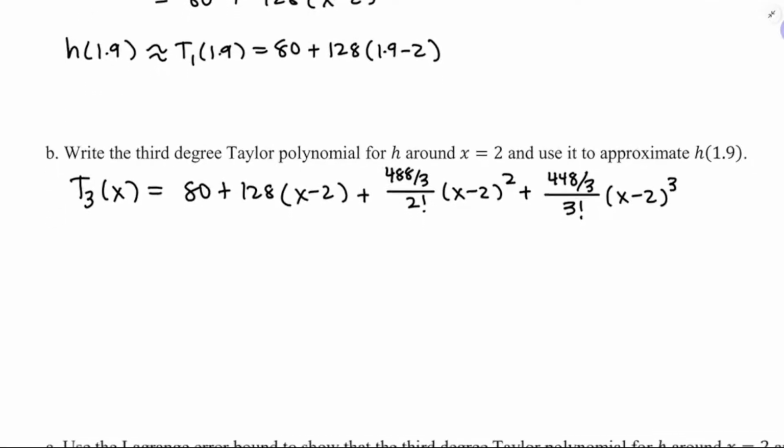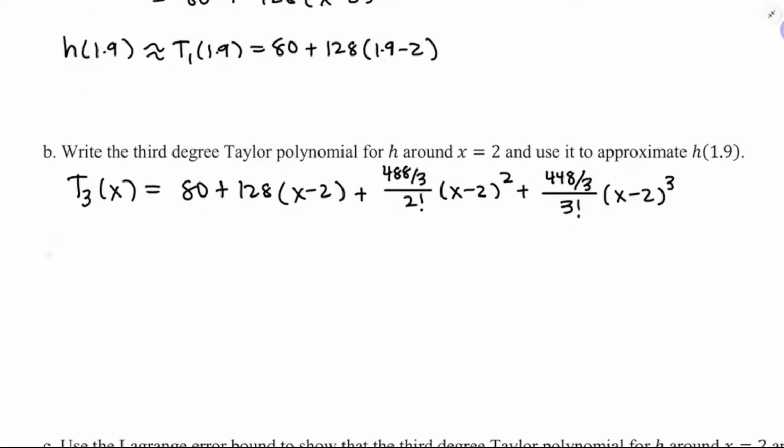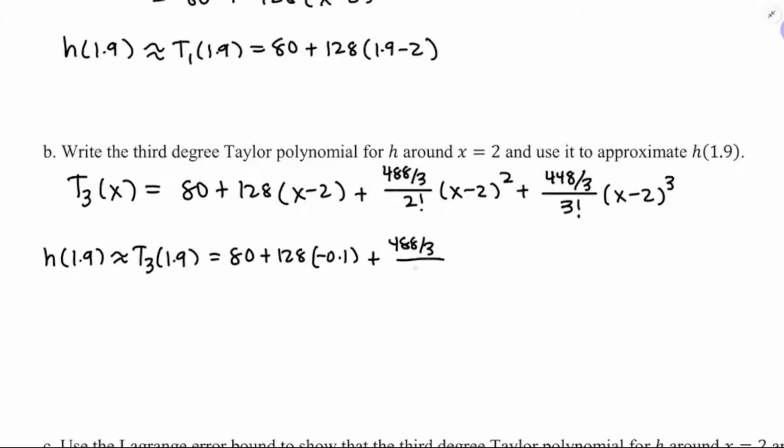So if I want to approximate h of 1.9, I'm just going to need to carry a bunch of stuff around. It is approximately equal to the third degree Taylor polynomial with 1.9 plugged in, which is going to be 80 plus 128 times negative 0.1 plus 488 over 3 divided by 2 factorial times negative 0.1 squared, and then 448 over 3 divided by 3 factorial times negative 0.1 to the third.